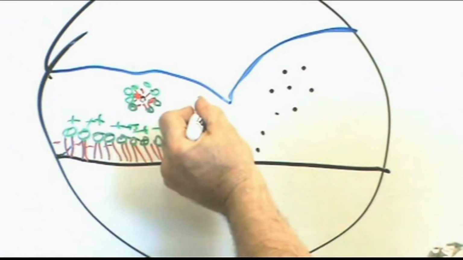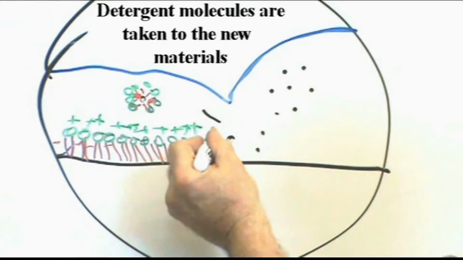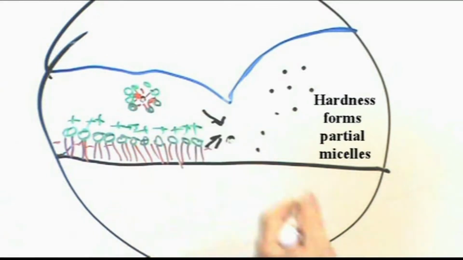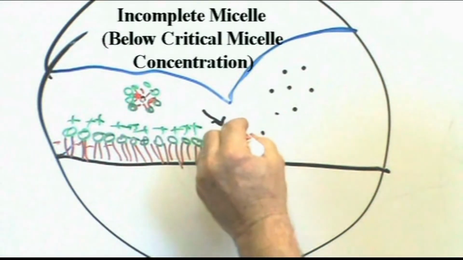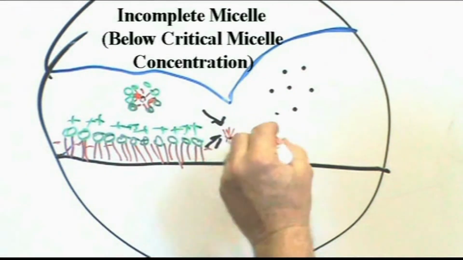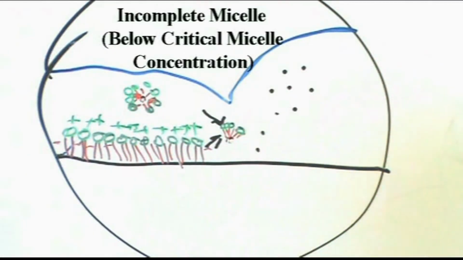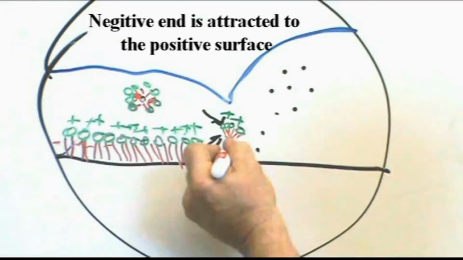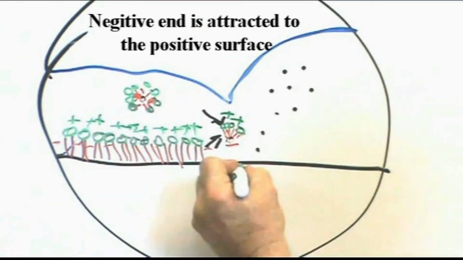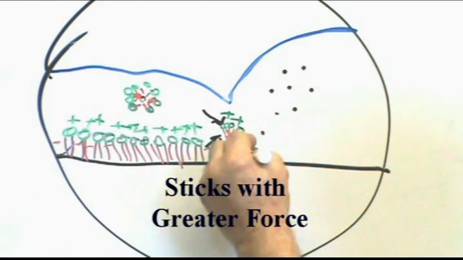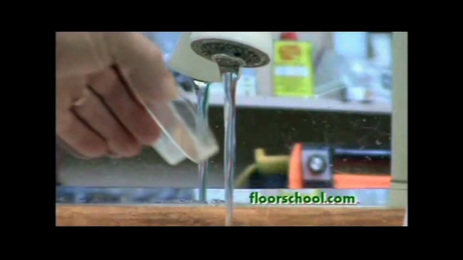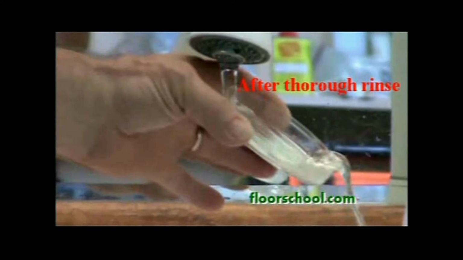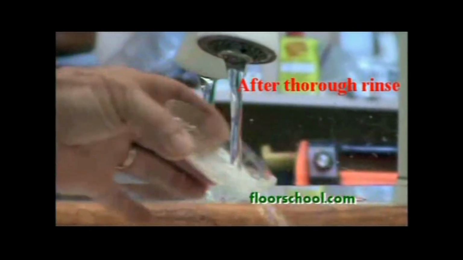The particles of hardness will take detergent and partially form micelles. The incomplete micelle will expose a negative end. This negative end will attract to the positive charge at the surface with a greater force. Even after thorough rinsing, the soil remains stuck to the petri dish.